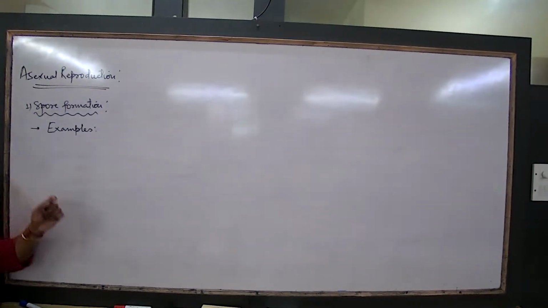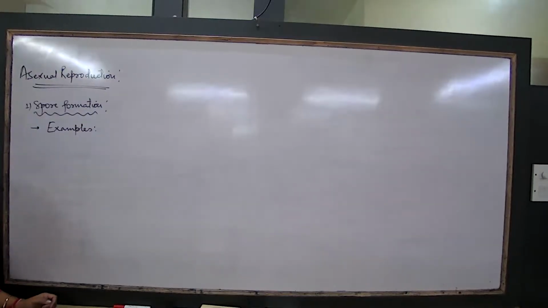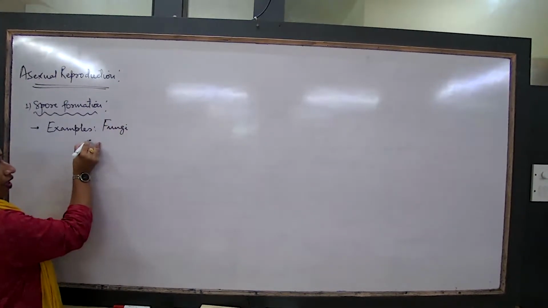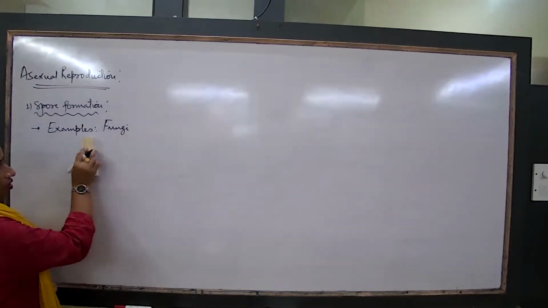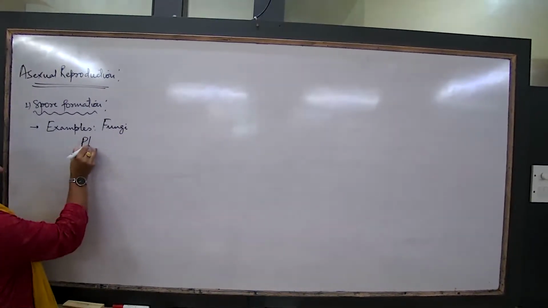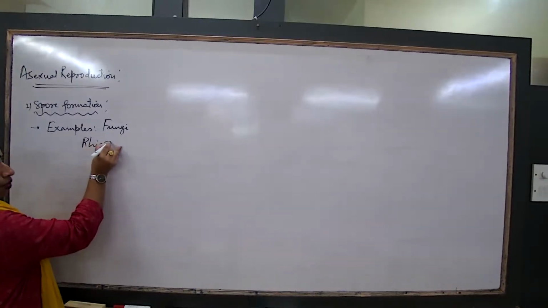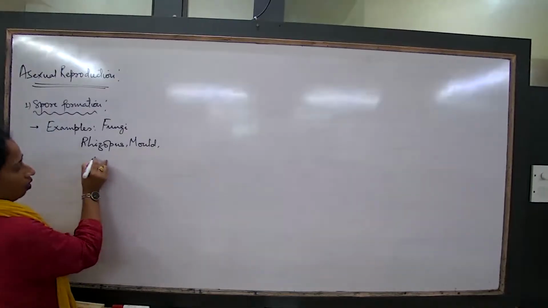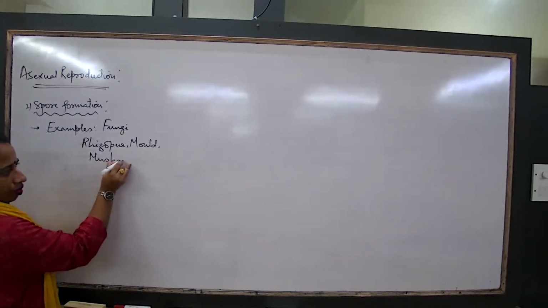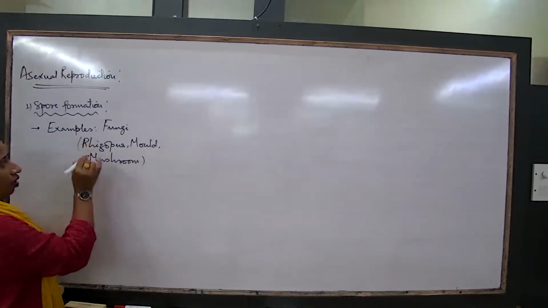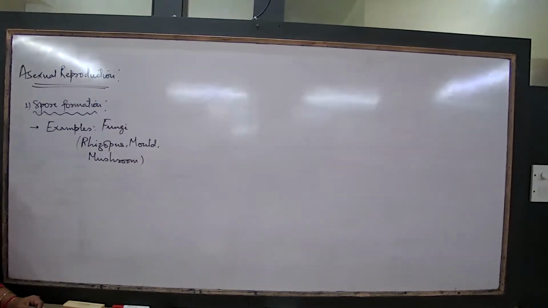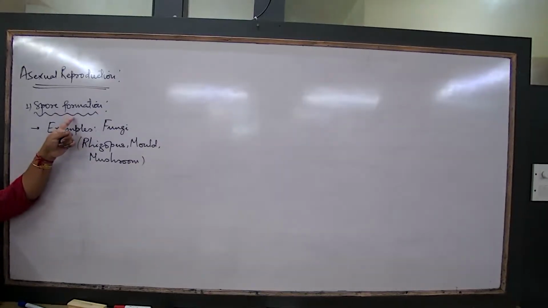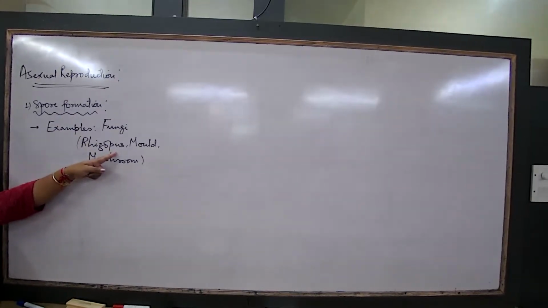Now, what type of organisms will show this method? Spore formation, majorly fungi. You'll have to remember some examples of fungi, such as rhizopus, then the mold, then the mushroom. So these type of examples you'll have to remember. So what type of organisms carry out spore formation? All these different types of fungi.